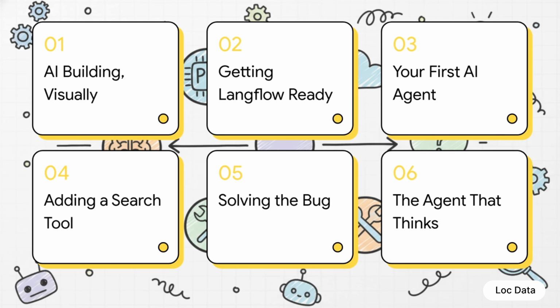So here's the game plan. First, we'll get a feel for what this whole visual AI building thing is all about. Then, we'll get Langflow up and running and build our first simple agent. From there, we'll level it up with a search tool, and yeah, we're going to hit a bug, it's inevitable, and we'll solve it together. And by the end, we'll have an agent that can actually think for itself. Sound good? Let's dive in.